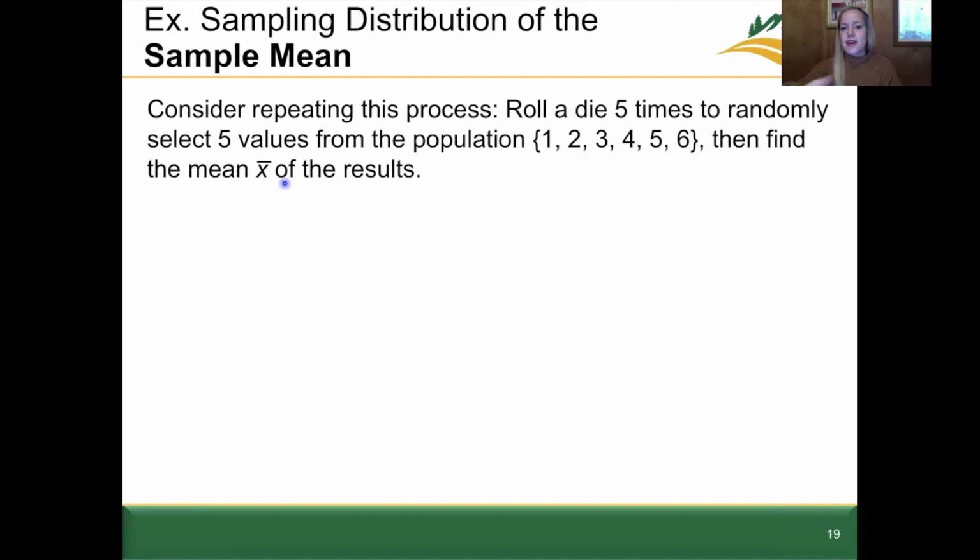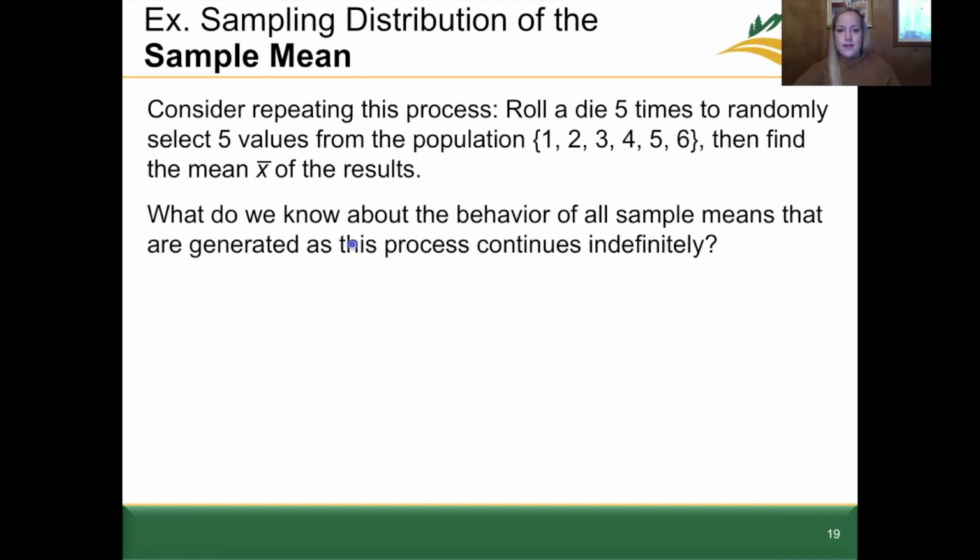So we're going to roll the die 5 times. We're going to get 5 numbers each time we do that. We're going to take the mean or X bar of all 5 of those numbers. That's 1 X bar, that's 1 sample. We're going to repeat this over and over and over again to get all these different X bars, or all these different sample means. So we'll ask again, what do we know about the behavior of all sample means that are generated as this process continues on indefinitely?